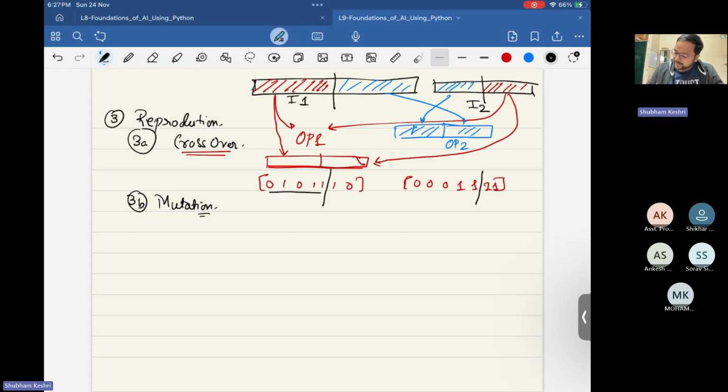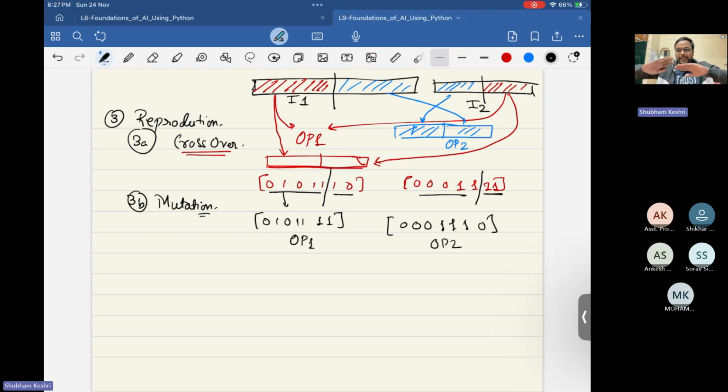We will take this part and this part to create offspring 1. So offspring 1 will have this part, 0 1 0 1 1, and this part, which is 1 1. And for offspring 2 we will take this part and this part, so it will be 0 0 0 1 1 1 0. So from two parents, we have created two offspring by doing crossover.